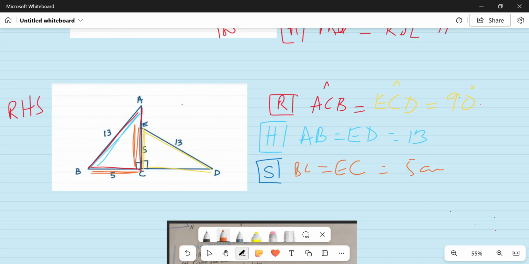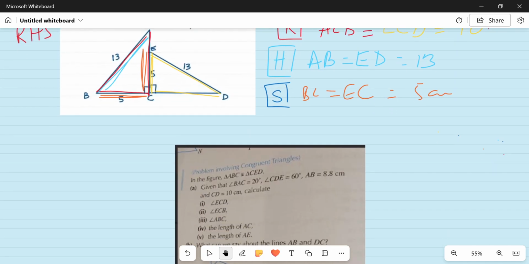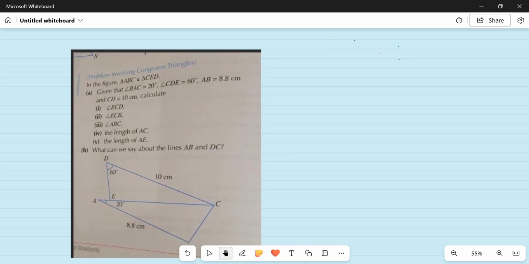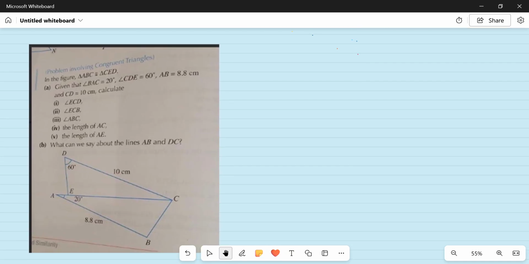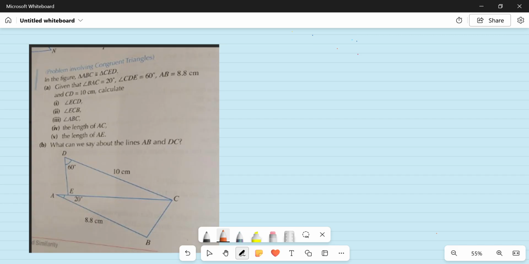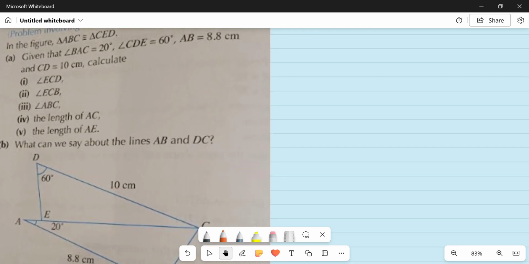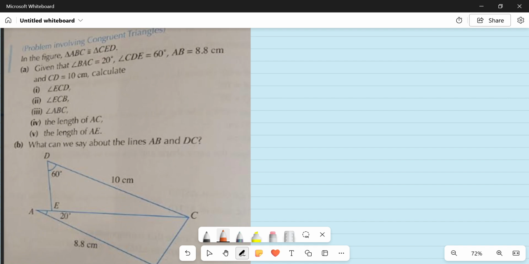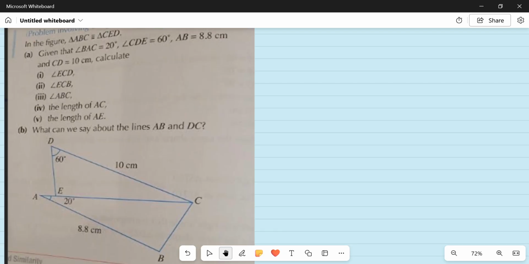All four properties are done. Now let's solve this question. In this question, students, what is mentioned? It says that in the figure triangle ABC, where is ABC? This one.